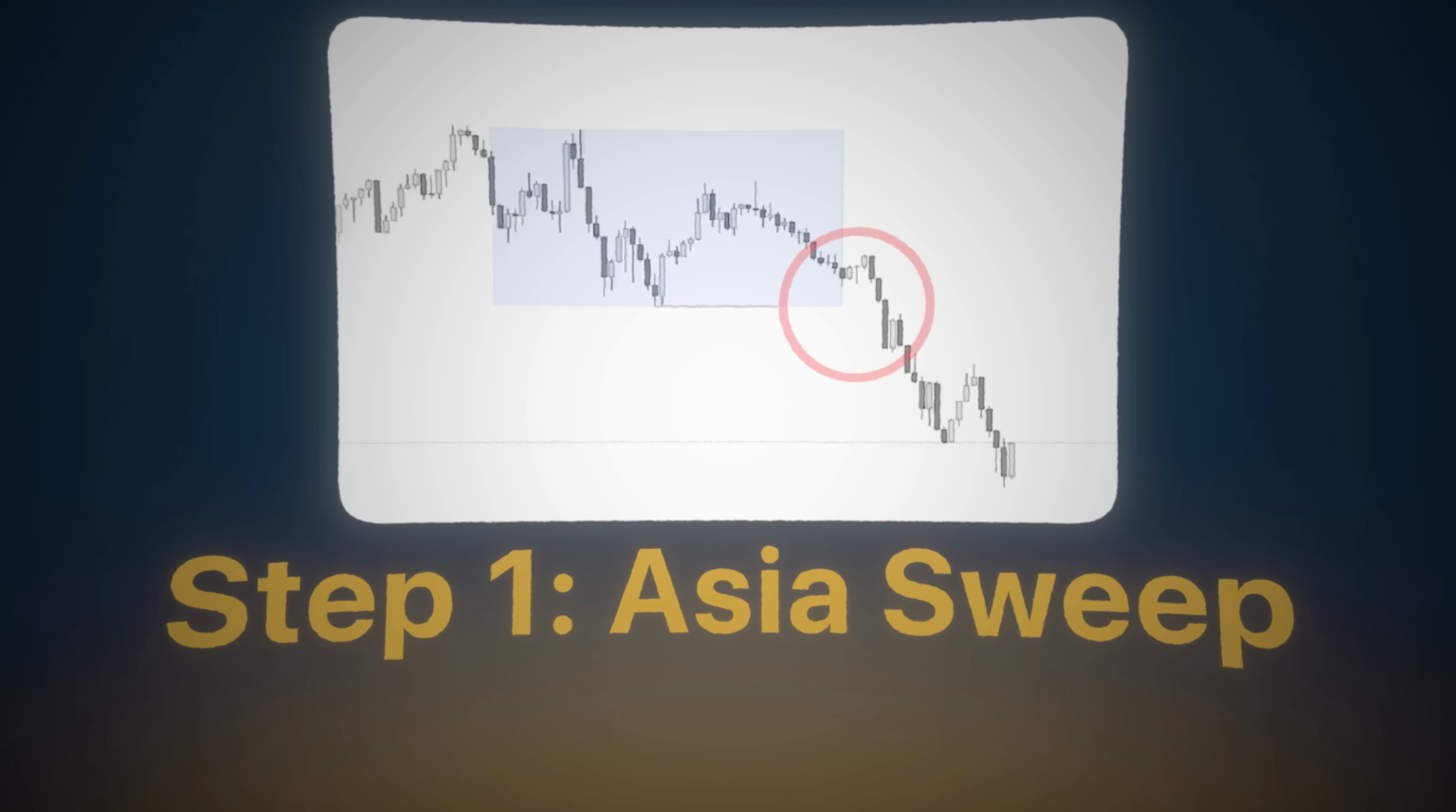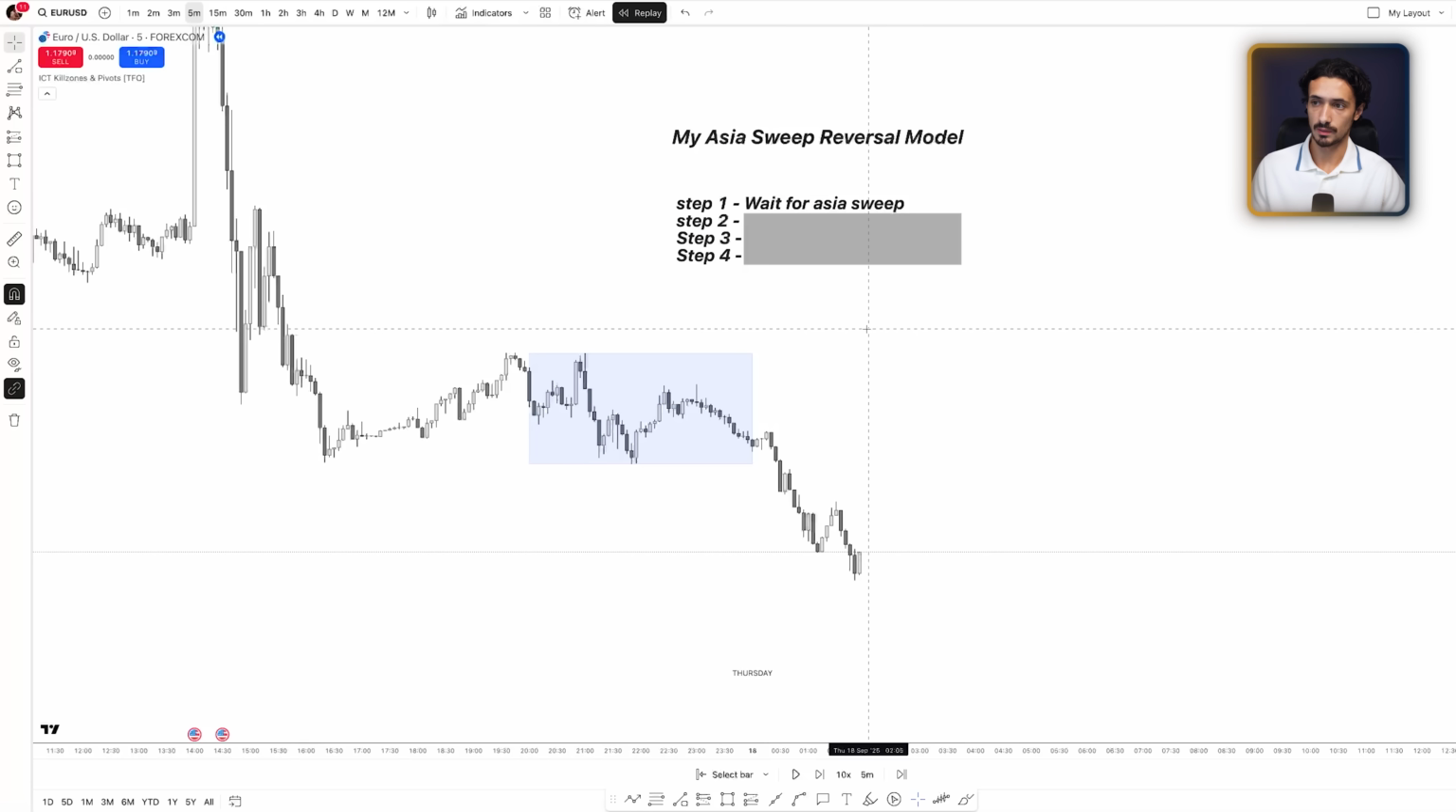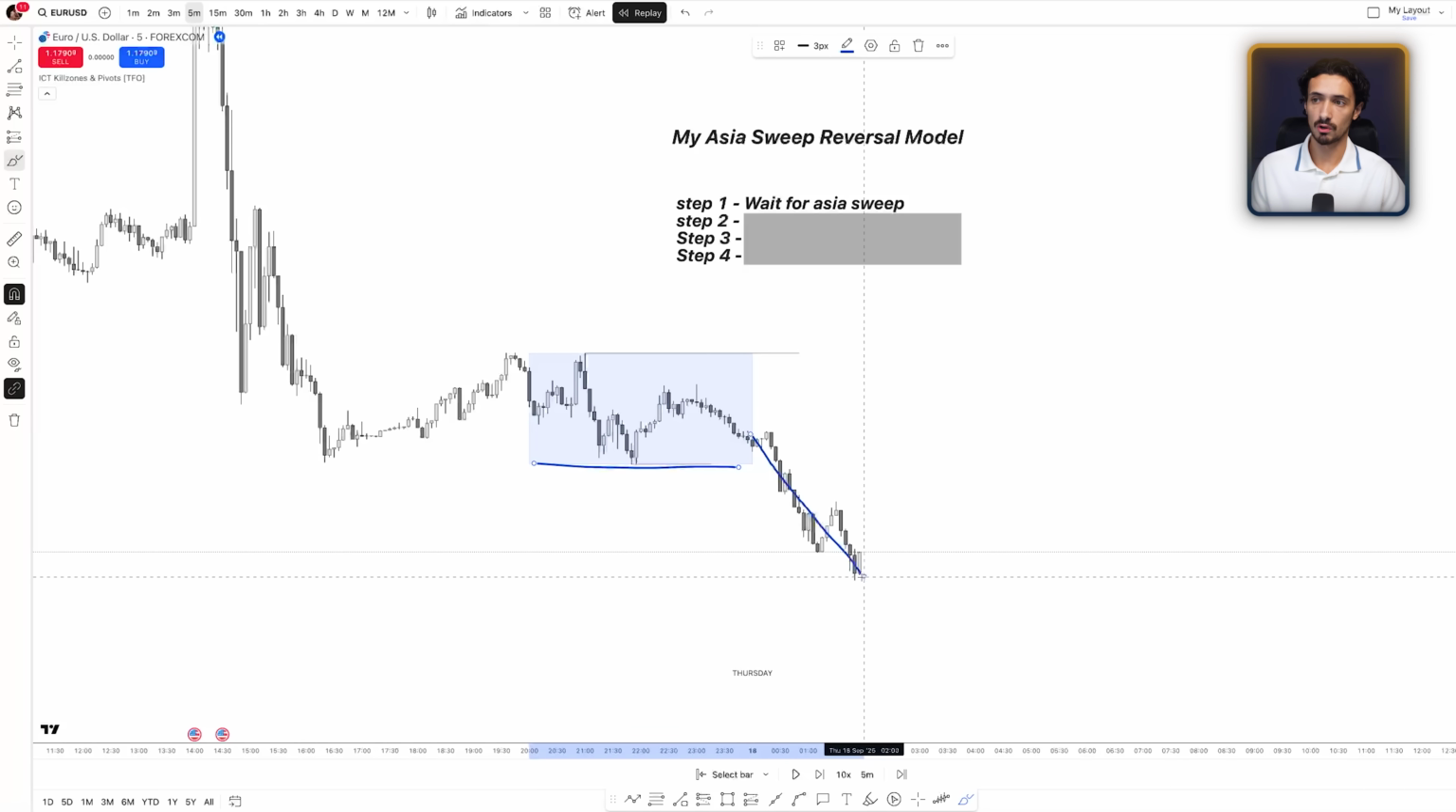So step one is to wait for an Asia sweep. Here in our blue box, we have our Asia session range. You can see the low of Asia is down here and the high of Asia is up here. This model is very simple. What it's playing on is the run of one side to the run of the next side. And this is something that happens consistently. It's a daily cycle variation.